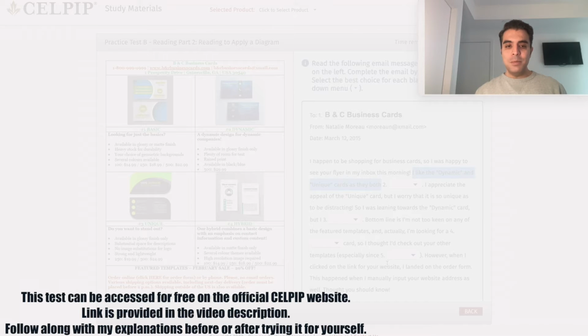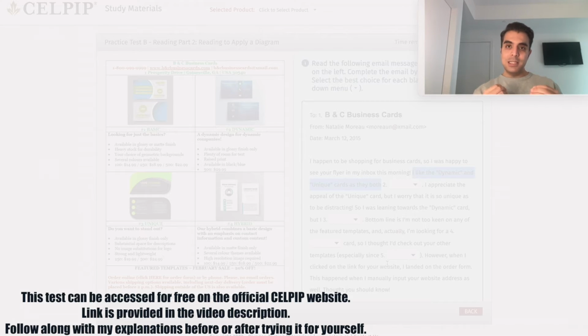Number 3, raised print is the third feature of the dynamic card. And then bullet number 3 for the unique card is no image substitutions for logo. So that's not something they share. We have available in black and blue, strong and lightweight. Again, this is not something that they share. And finally, in terms of price, 500 cards for $29.99 for the dynamic and 250 cards for $19.99 and 500 cards for $24.99 for the unique. Again, these two are not shared.